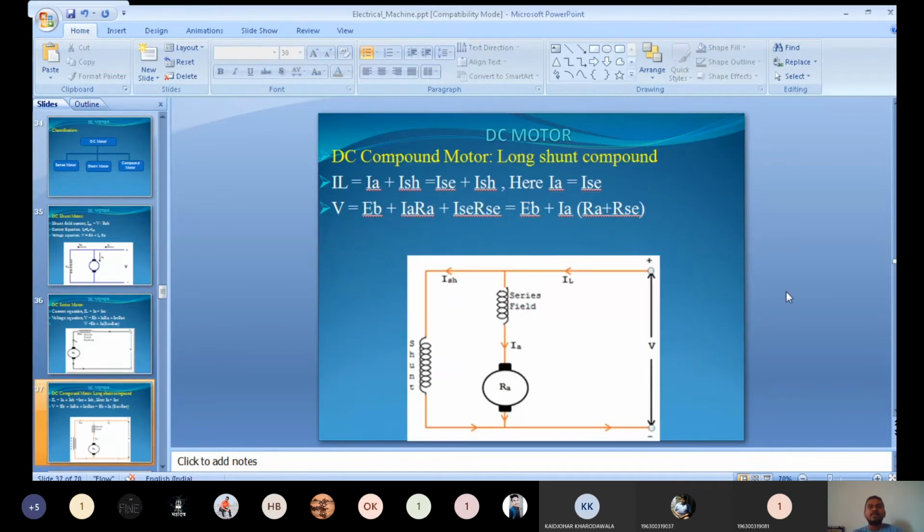Now the DC compound motor. Okay, so in compound. Sir, please explain the last one once again.